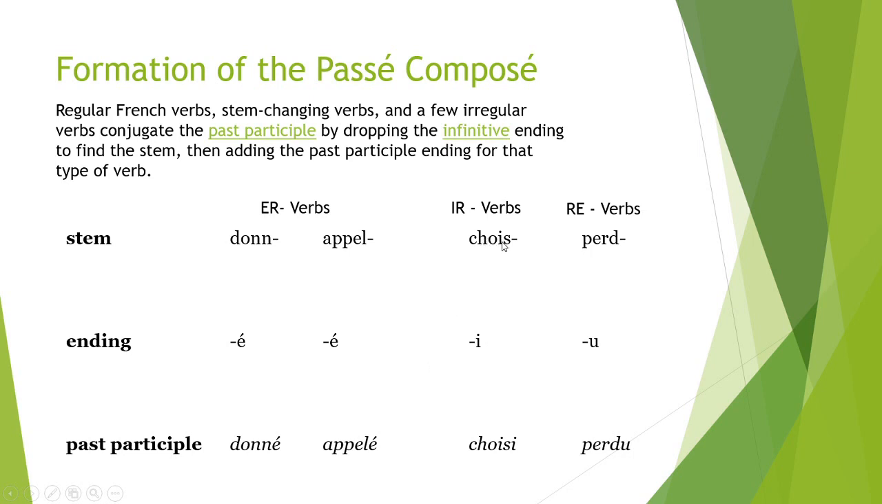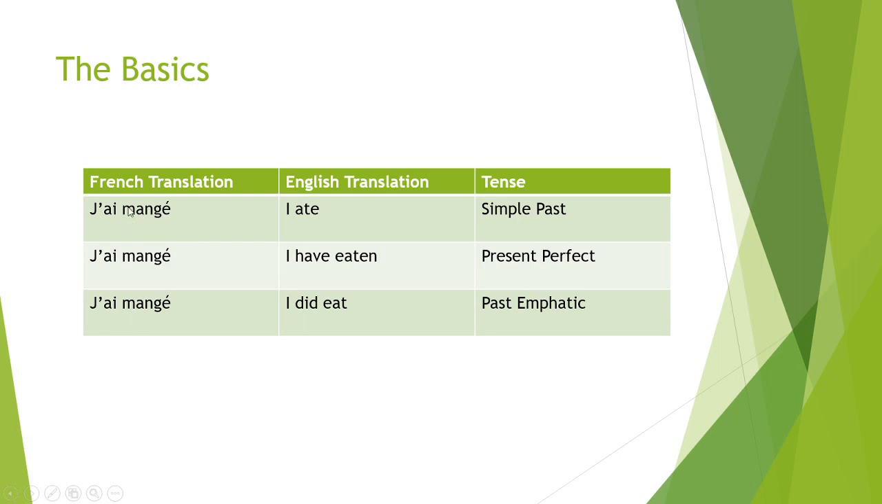And with IR verbs, you take out the IR at the end, and you add an I. So choisir becomes choisi. And with RE verbs, so perdre, you take out the RE, and you add a U, so it becomes perdu. So now you can see how we went from manger to mangé. You take out the ER, and you add the é with the accent.